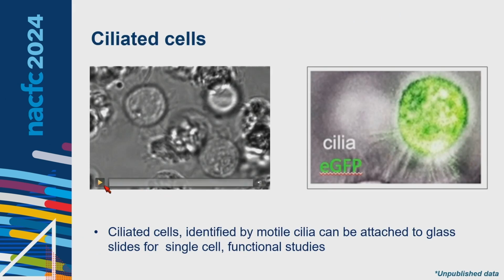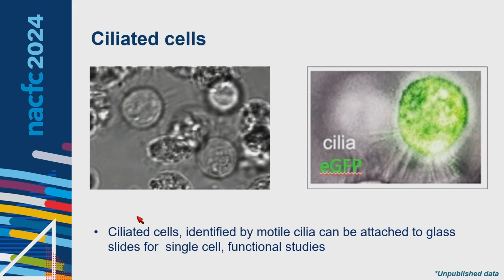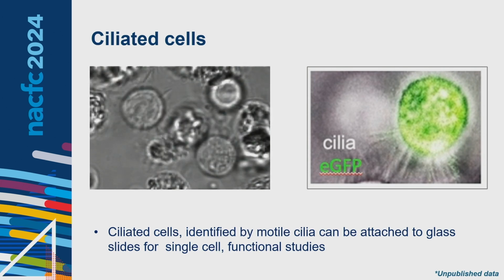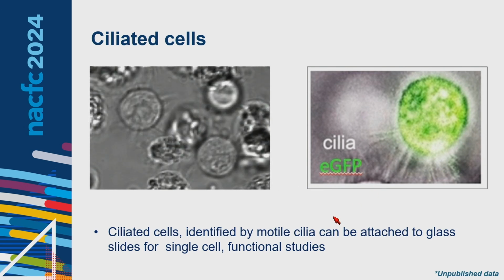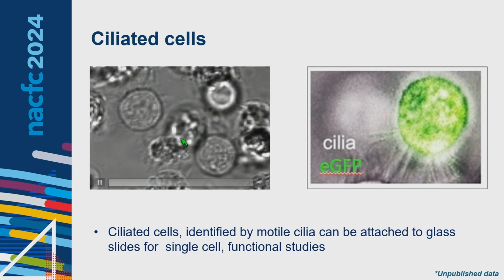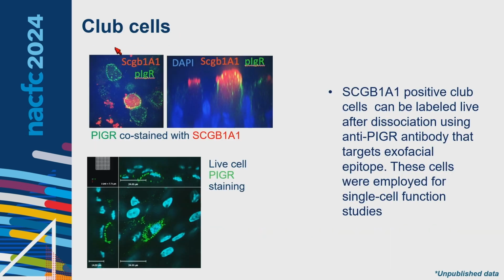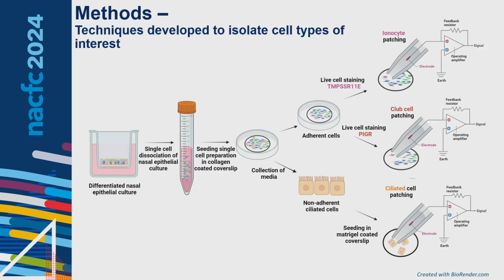To identify the ciliated cells, we have used the presence of motile cilia. In addition, we have also transduced with GFP, and then we can observe the ciliated cells. However, the dissociated cells with motile cilia are what we have used for the patch clamp studies. In order to identify the club cells, we've used PIGR staining, and we have co-labeled them with SCGB1A1 in fixed cultures. And then we have also conducted live cell staining for PIGR in the dissociated nasal epithelial cultures, which we'll be using for the patch clamp studies.